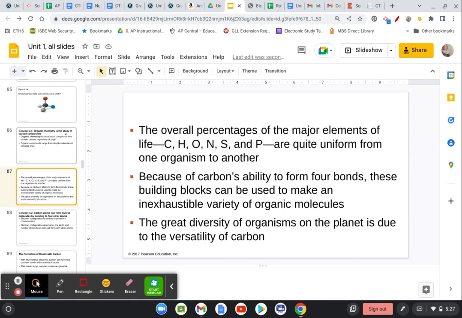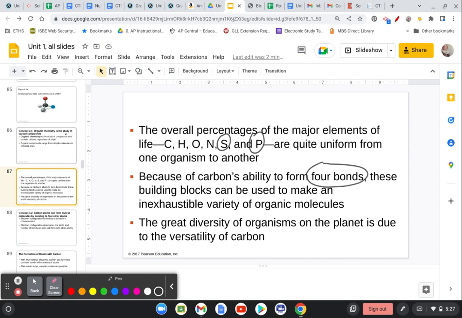Some of this is a little bit of a review. The overall percentages: there's CHON, and there's also sulfur and phosphorus that make up a little lesser extent, but those are pretty fixed. So how much is carbon in living things? It doesn't matter if it's a cat or a dog or a human or a sea slug. They all have about the same amount of carbon, hydrogen, etc. in them. Carbon is the biggest one of these, and that again is because it can form 4 bonds.